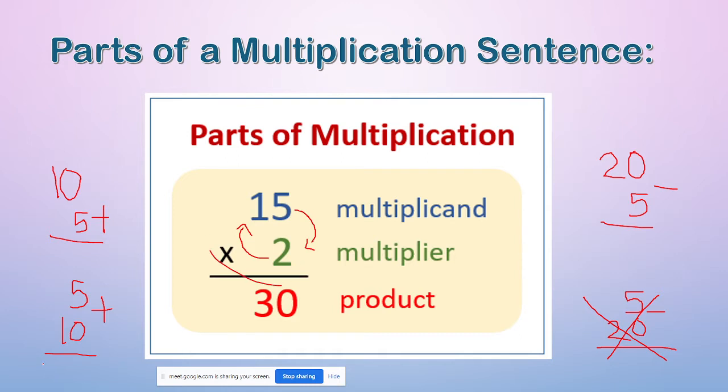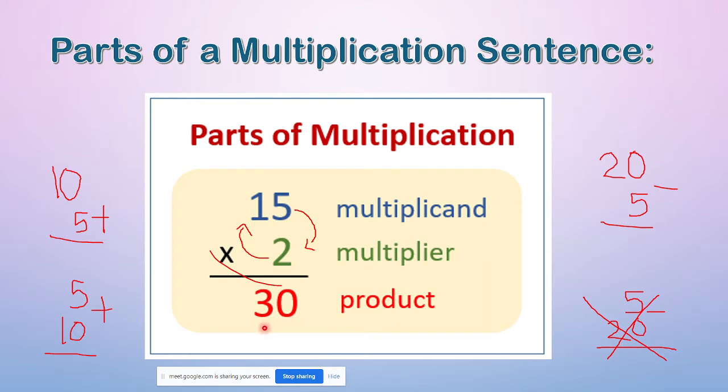Now, another part of a multiplication sentence is the multiplier. Multiplier is the second number. For example, you have 15 times 2. The second number is the multiplier. It means how many times you multiply the multiplicand. For example, you have 15 as the multiplicand, and then you will multiply it that many times. That is the multiplier. But if you write 2 times 15, it means 15 is the multiplier. But still they are the same.